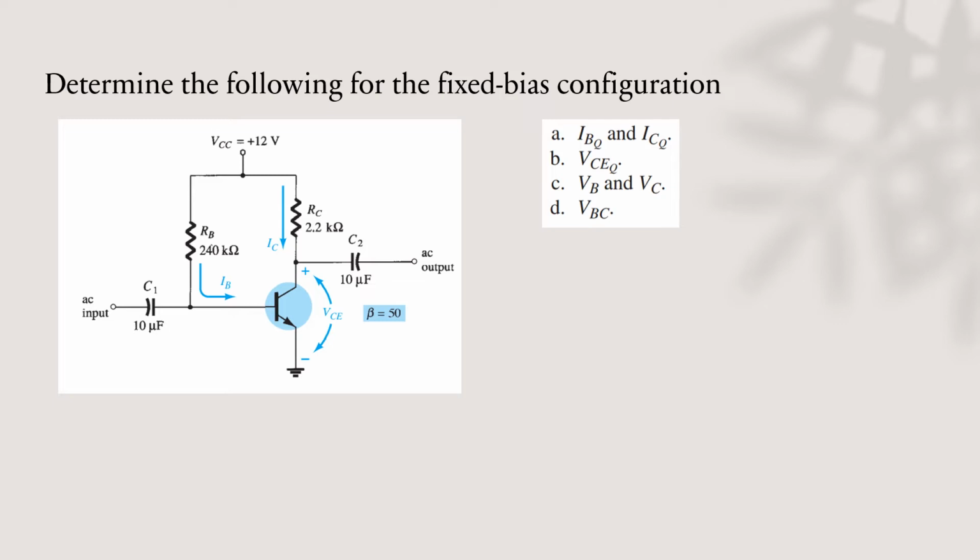To get IB, this is the flow of IB, so we will make use of the current flow. To solve for IB, we have to do a looping here: VCC minus IBRB.